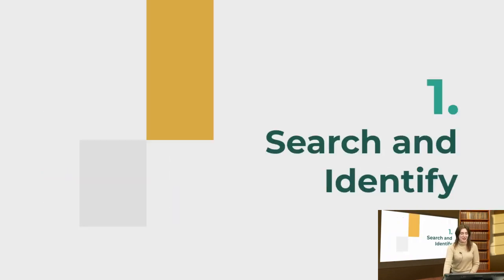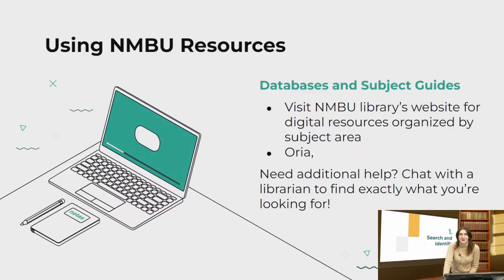With that, let's talk about searching and identifying relevant literature. This, of course, is the first thing you want to do when thinking about your literature review, right? Is have literature to review. And one of the ways that you can do this is to use NMBU student resources. We have so many helpful tools on the website, but what I think is particularly helpful are subject guides. So if you go to the NMBU library website for digital resources specifically, you can organize things by subject area. Additionally, if you're not using Google Scholar or another database search engine, you can use Oria through NMBU. That is our library's search system.